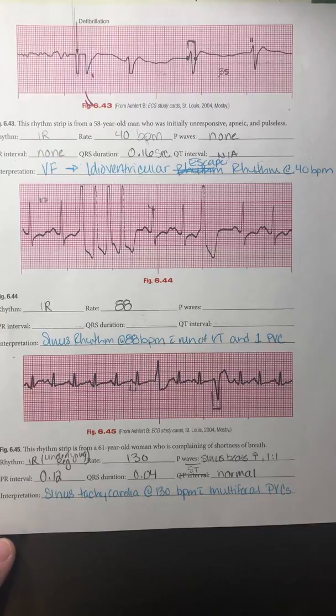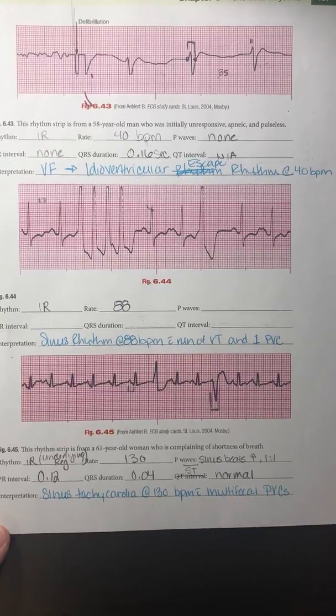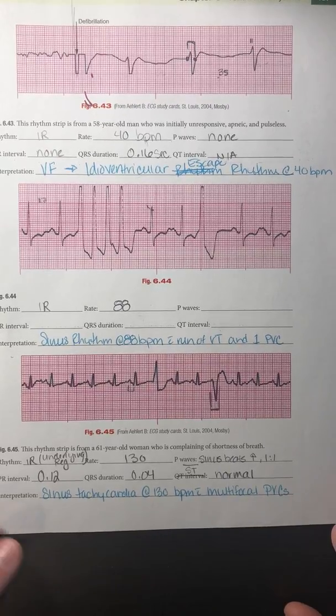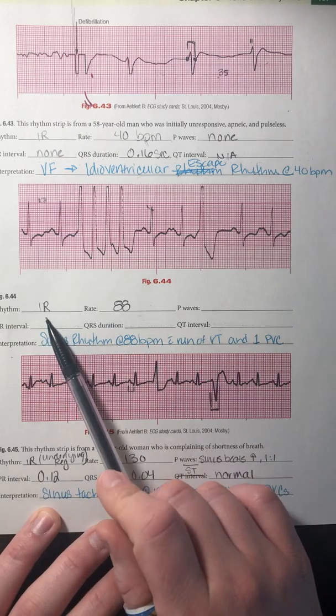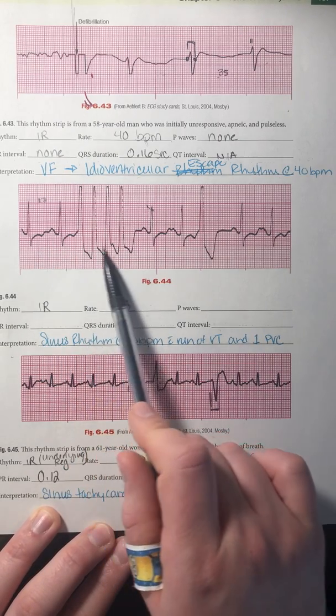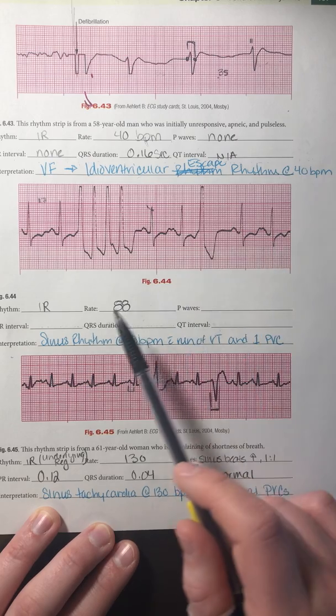Slide this up a little bit. We're going to look at number 43, or figure 6.44. Rhythm is definitely irregular. We have a few different rates going on here.